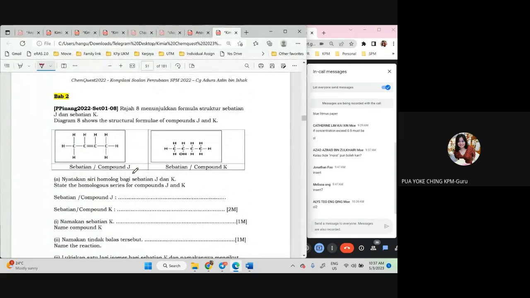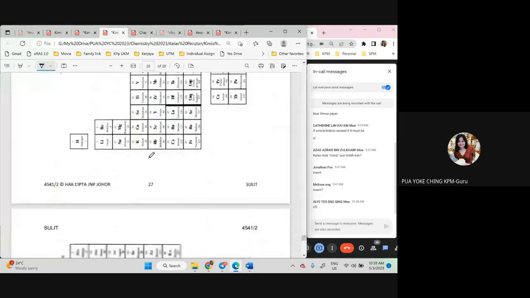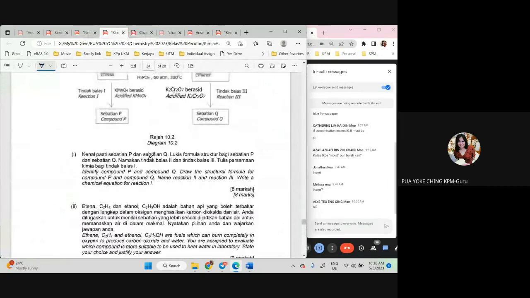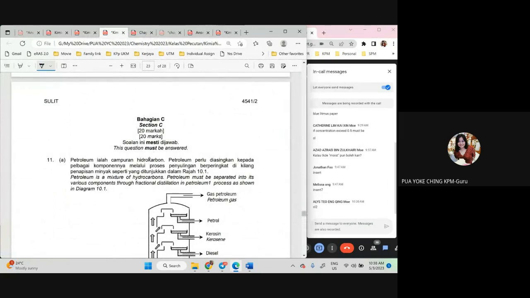So, kita pergi chapter 2 pula. Chapter 2 is regarding your chemical compound. So, untuk essay kali ini, chapter 2 dia keluar pada essay. So, at the beginning, chapter 2, form 5, you learn about what is carbon compound, what is hydrocarbon, what is non-hydrocarbon, what is saturated, what is unsaturated. Ini yang you belajar lah.